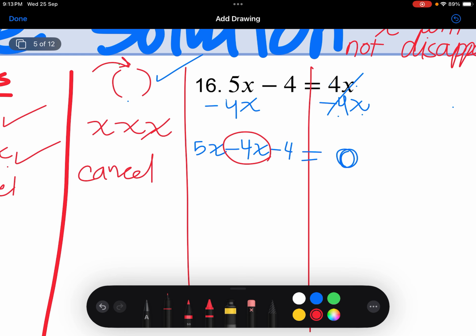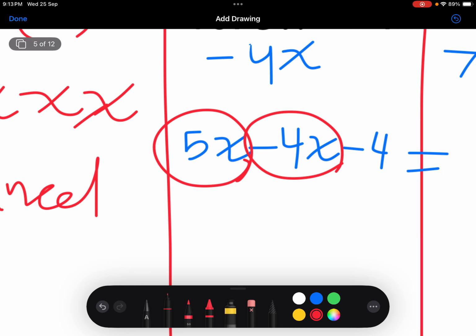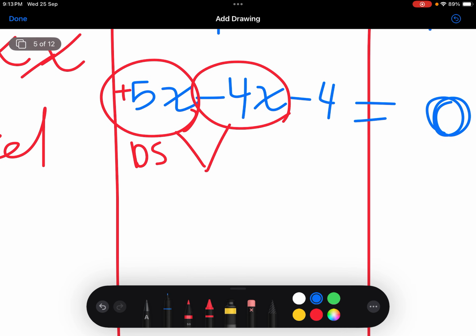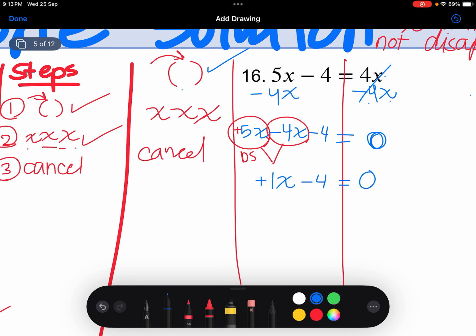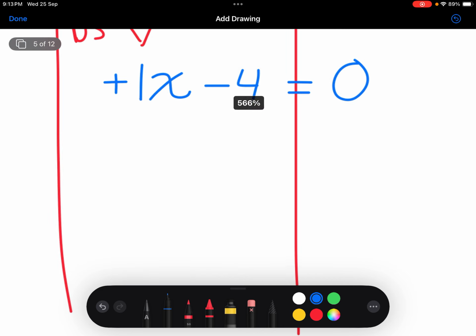Negative 4x with positive 5x, different signs, subtract. So 5 minus 4 is 1x. I'll take the sign of the greater number, which is positive. Just write the rest of the equation. I'm done with combining the terms, the variables. Now I can start what? I can start cancelling. Look at your equation.